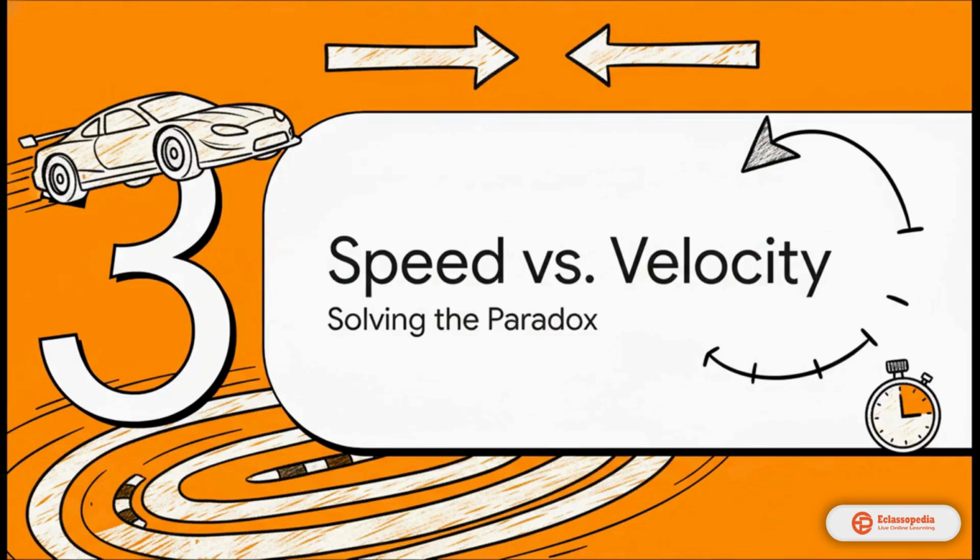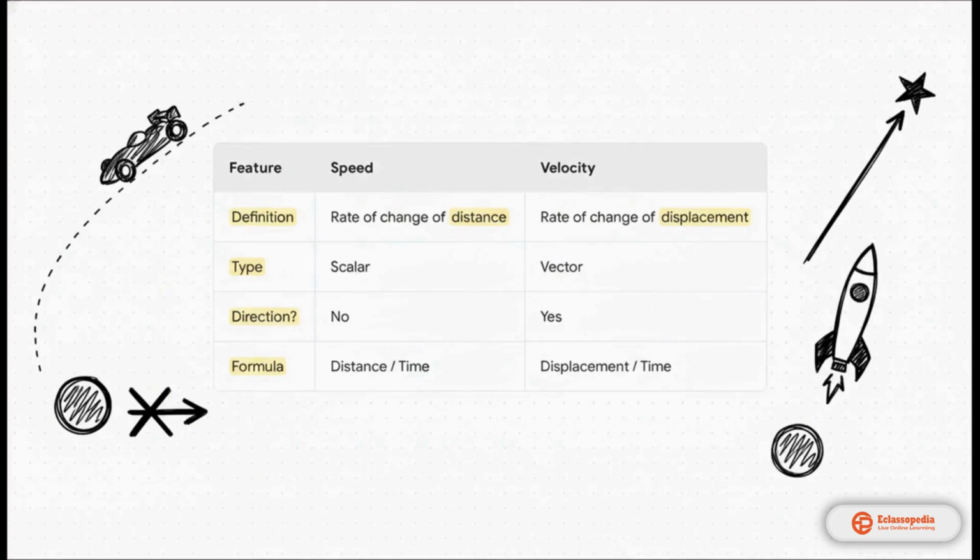All right, now that we've got a handle on distance and displacement, we are ready to tackle the big one, speed versus velocity. And this is where we finally solve that racing paradox. So here it is, laid out nice and simple. Speed is the rate of change of distance. It's a scalar, so it doesn't care about direction. It's just how fast. Velocity, on the other hand, is the rate of change of displacement. It's a vector, which means it absolutely cares about direction. It's how fast and in what direction. The formula says it all. Speed is distance over time, while velocity is displacement over time.